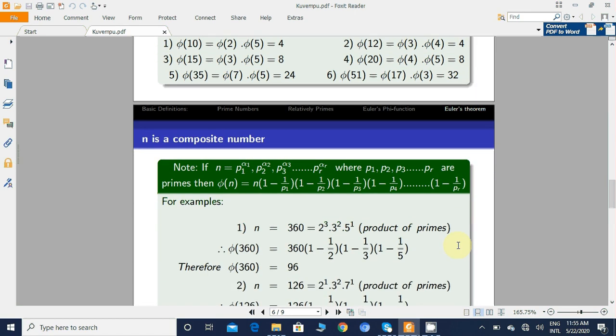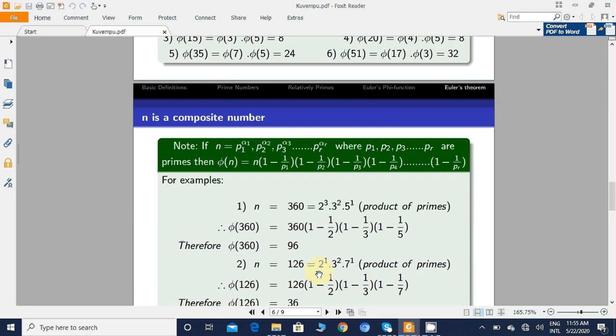For example, n equals 360. 360 can be written as 2 power 3, 3 power 2, 5 power 1. That means a product of primes. Then by applying the above formula, φ of 360 equals 360 into 1 minus 1 by 2, 1 minus 1 by 3, 1 minus 1 by 5. After simplification of this, we get 96. Therefore, φ of 360 equals 96.